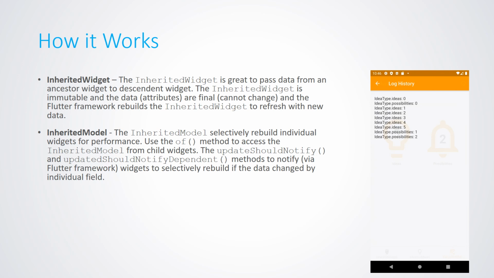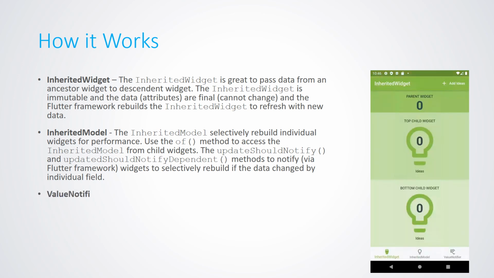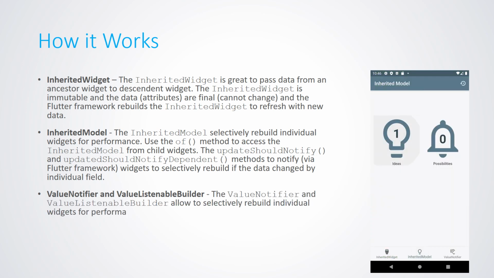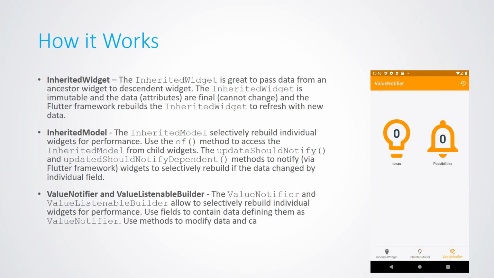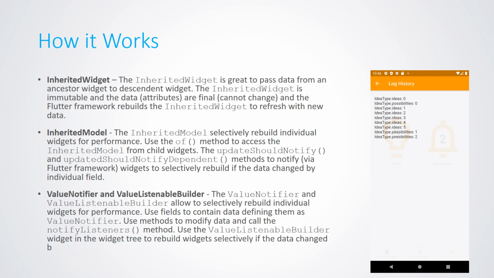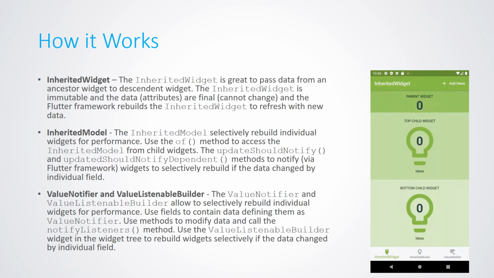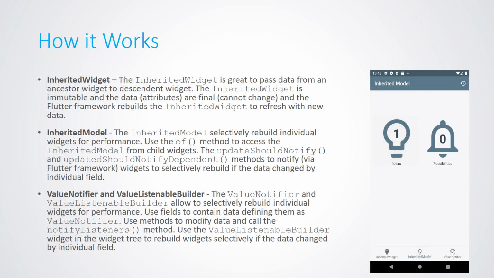The ValueNotifier and ValueListenableBuilder allow to selectively rebuild individual widgets for performance. Use fields to contain data, defining them as ValueNotifier. Use methods to modify data and call notifyListeners method. Use the ValueListenableBuilder widget in the widget tree to rebuild widgets selectively if the data changed by individual field.